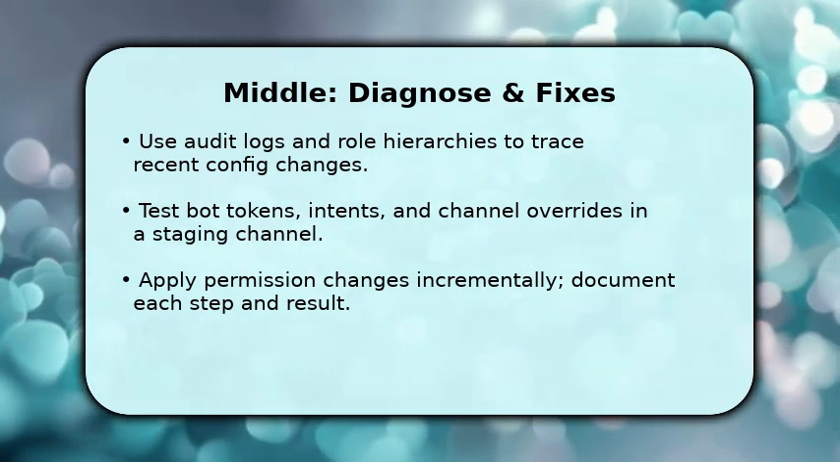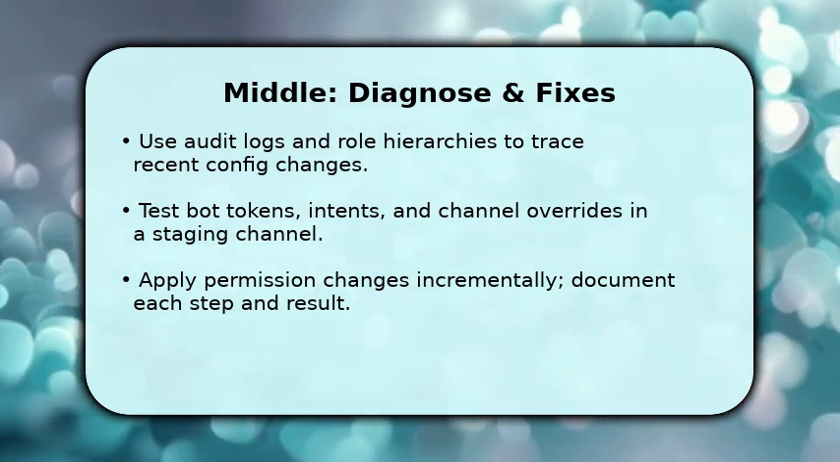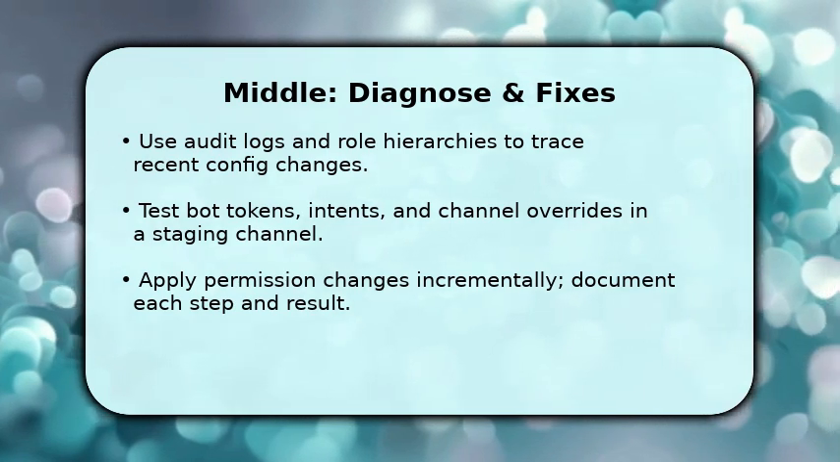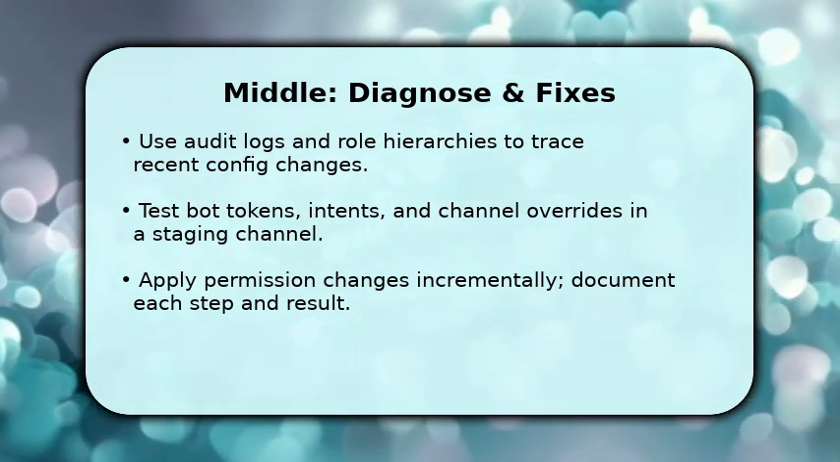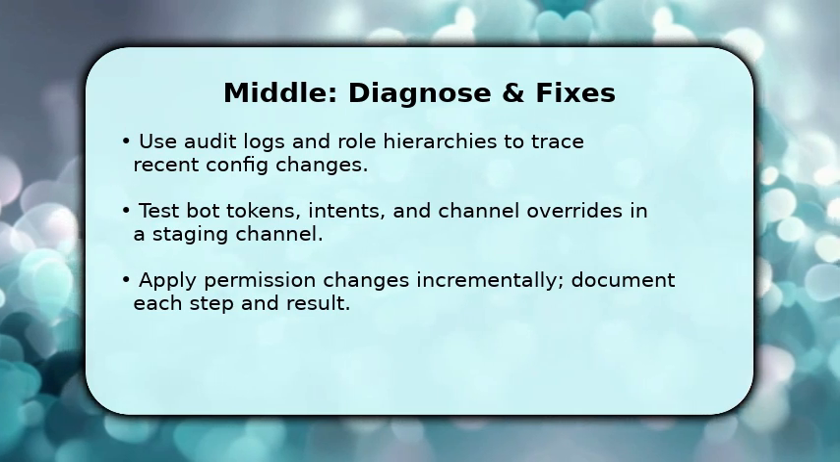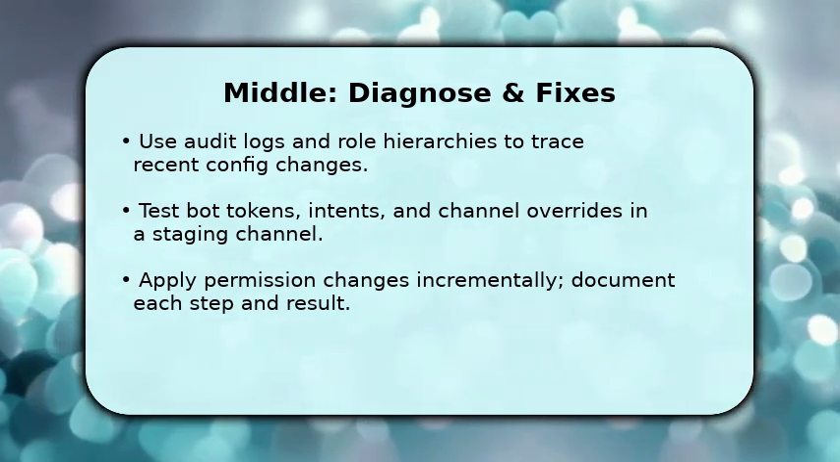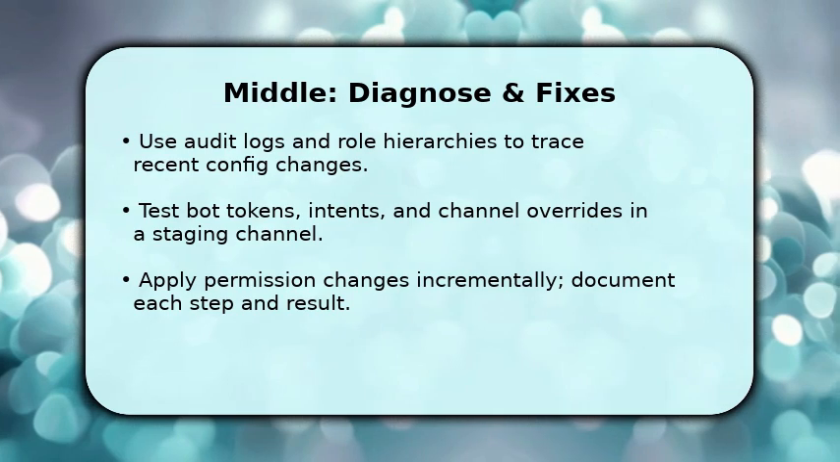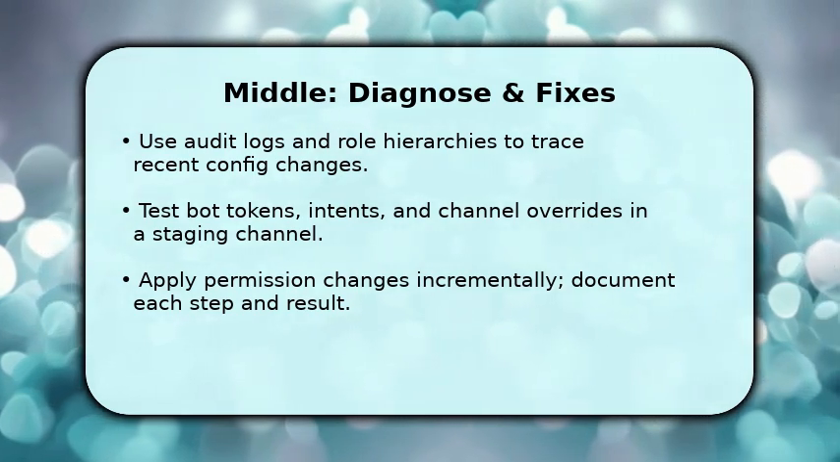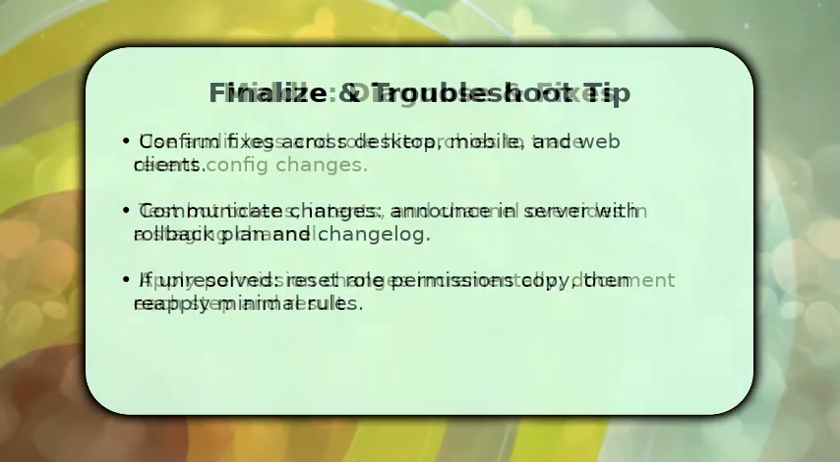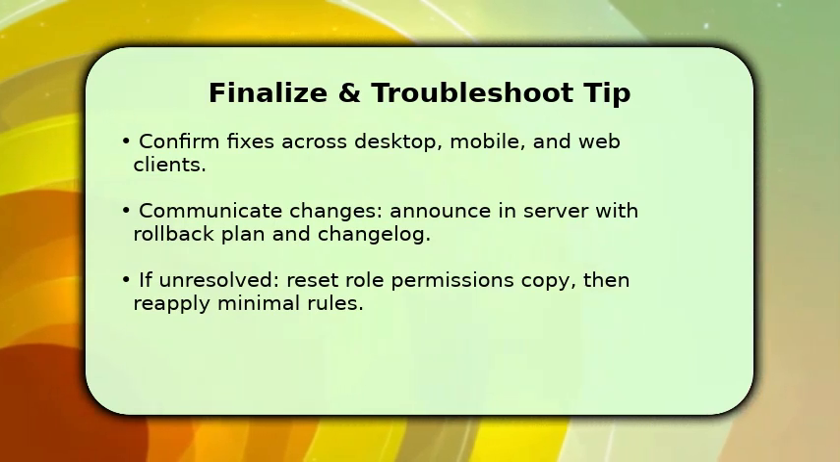Once identified, apply the smallest permission change that resolves the issue, then retest. If fixing a role, move it temporarily above affected roles, test, then set final position. Keep notes so you can revert quickly if needed. Finish by validating the solution on desktop, mobile, and web clients so every member experiences the fix.